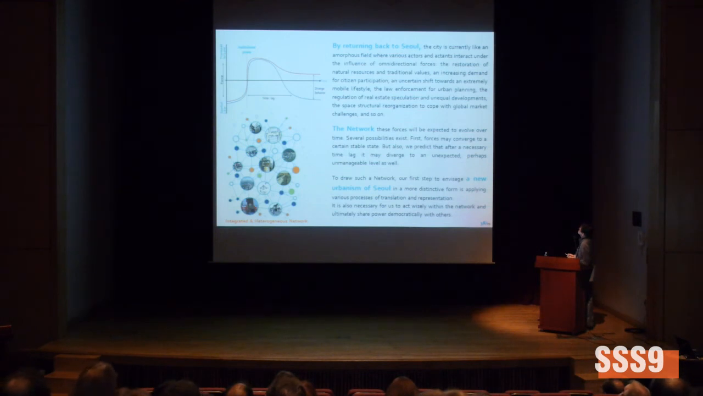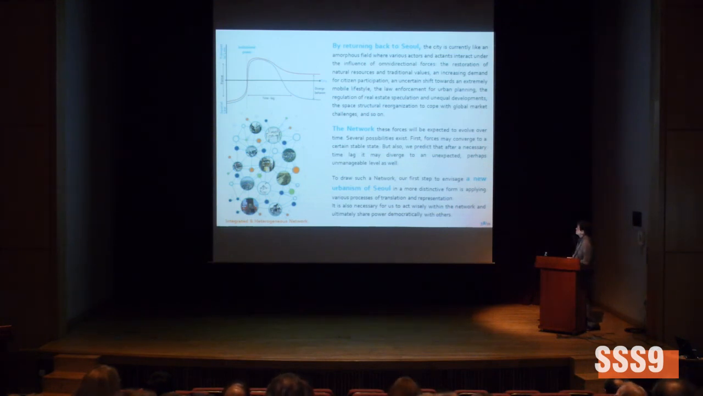Returning to Seoul, the city is currently like an amorphous field where various actors and actants interact under the influence of omnidirectional forces: the restoration of natural resources and traditional values, an increasing demand for citizen participation, an uncertain shift towards an extremely mobile lifestyle, the law enforcement for urban planning, the regulation of real estate speculation and unequal developments, and the social structure reorganization to cope with the global market's challenges, and so on. In the network, these forces are expected to evolve over time. Several possibilities exist. First, forces may converge to a certain stable state, but we also predict that after a necessary time lag, they may diverge to an unexpected, perhaps unimaginable level as well.